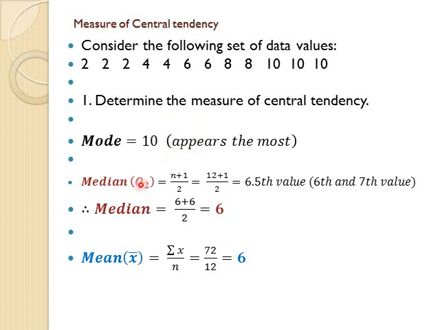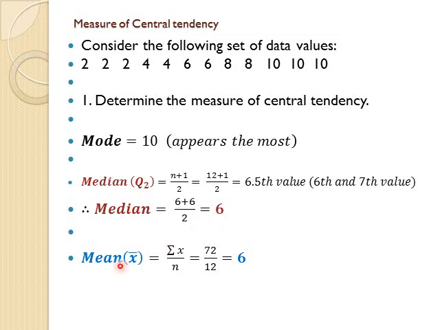For median, I have 12 values. So formula to work it out, n plus 1 divided by 2. 12 plus 1 divided by 2 gives me 13 over 2 or 6,5. So therefore my median lies between the 6th and the 7th value. So my value is in between these two. So therefore I say 6 plus 6 divided by 2. So my median equals 6.